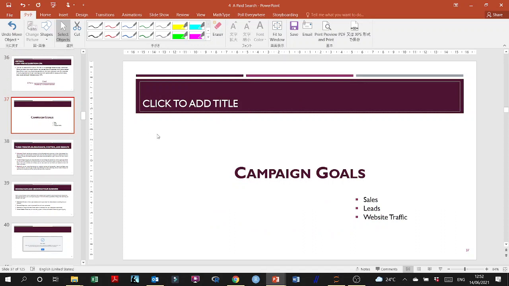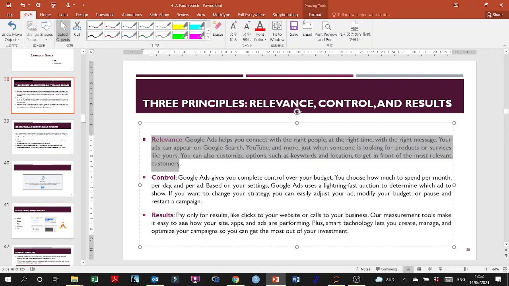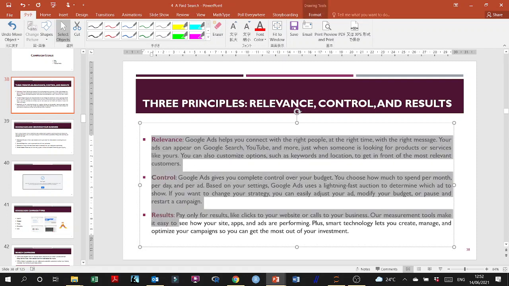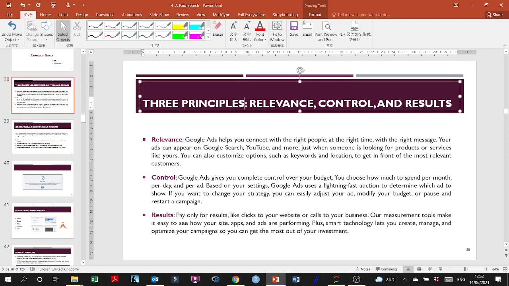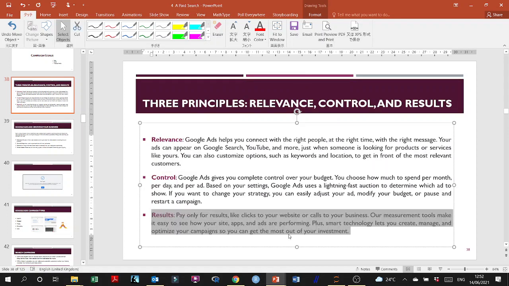Okay, the campaign goals here are sales, leads, and web traffic. I'm not going to cover this too much. One of the questions that might come is, what are the 3 principles of Google search and Google Ads? One of the most important principles is relevance, then control, and then results. So it is results oriented and performance based.